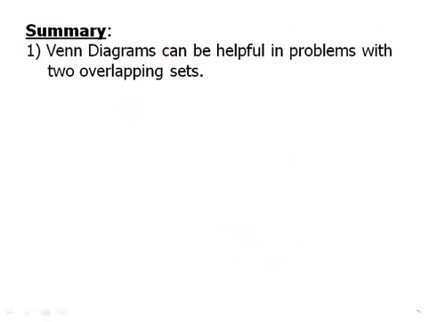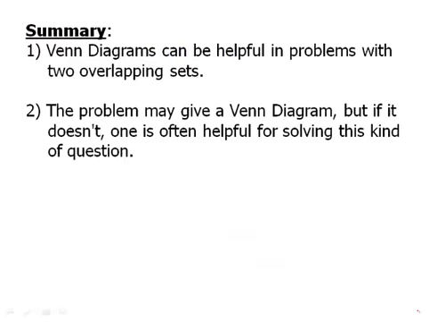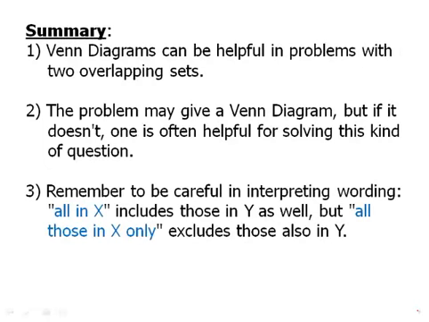Venn diagrams can be very helpful in problems with two overlapping sets. The problem may give a Venn diagram, but if it doesn't, one is often helpful for solving this kind of question. You can draw one on the scrap paper and it can really speed up your calculations. Remember to be careful in interpreting wording. All in X includes those in Y as well, but all those in X only excludes those in the other group. So you have to read the wording very carefully and pay attention to the use of the word only.